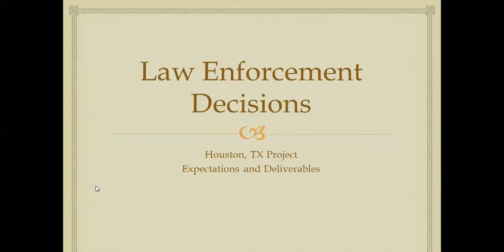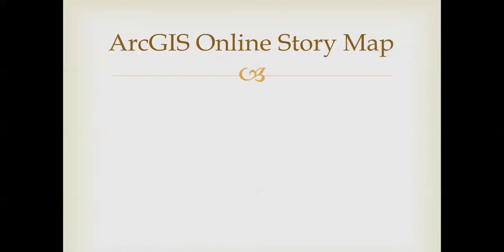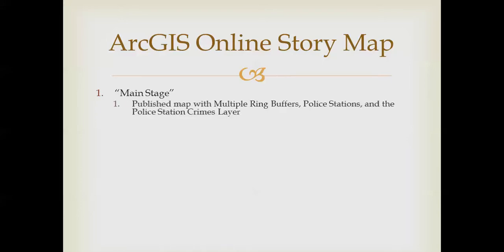So again, this is the law enforcement decisions project with the Houston, Texas crime analysis project. So the expectations and what your deliverables need to be for your online story map. So here's your online story map. First thing you're going to do is create a main stage or a main page, which will consist of a published map that has your multiple ring buffers, the police stations, and the police station crimes layer.